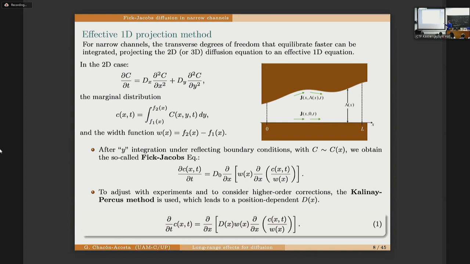Then, in some experiments, one needs to consider higher order corrections to this equation. For instance, here we just put the constant diffusivity, right? But to match experiments, this can be modified given this effective position-dependent coefficient. And then in the literature, there are a lot of options and ways to obtain the right generalization for this coefficient.